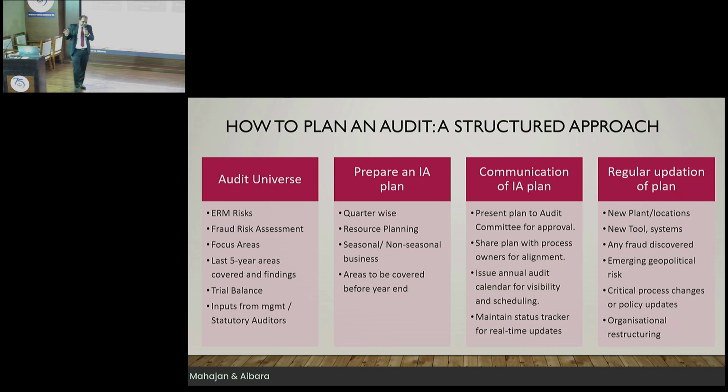In case an organization has a fraud register where all the frauds which have happened over a 5-year period are jotted down, those become an input for your internal audit plan. If an audit plan is prepared in isolation, without considering the risk factors, without considering the past frauds which have happened in an organization, you are bound to miss critical areas which may be important for a particular company.